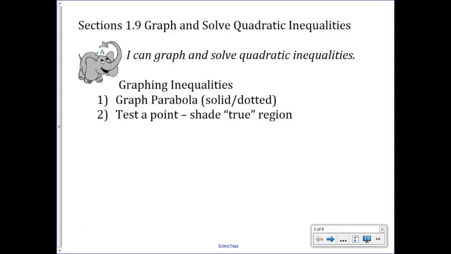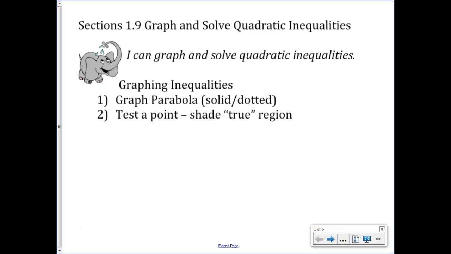Hey guys, today we are looking at graphing and solving quadratic inequalities. So no more equal sign, we're going to have a less than, greater than, less than or equal to, greater than or equal to. So if we are graphing inequalities here, the first thing we're going to do is graph the parabola. But then think back to Algebra 1 when you were graphing lines.